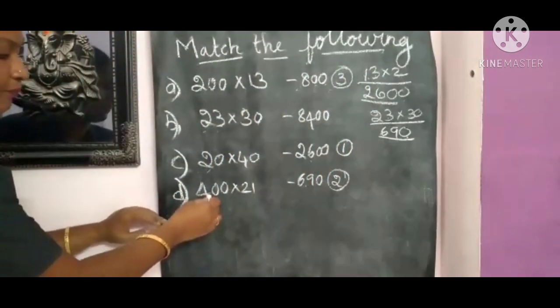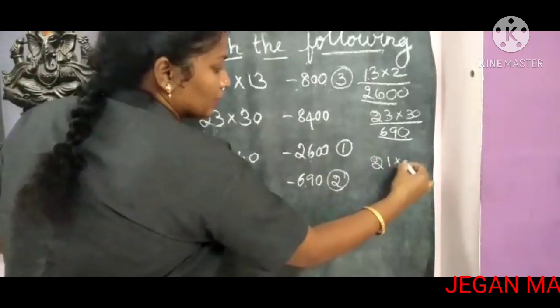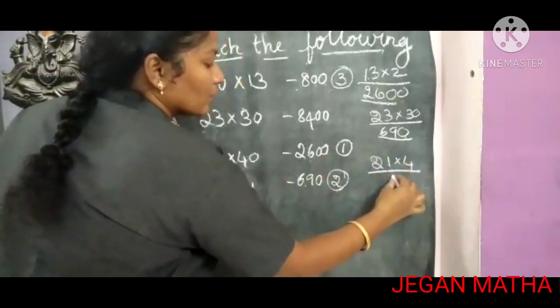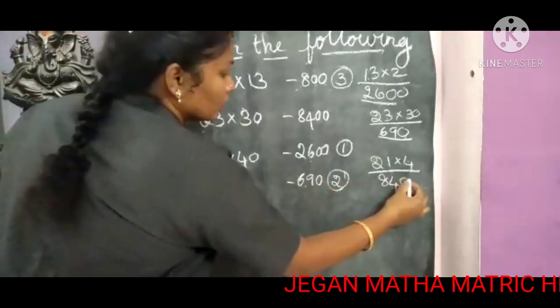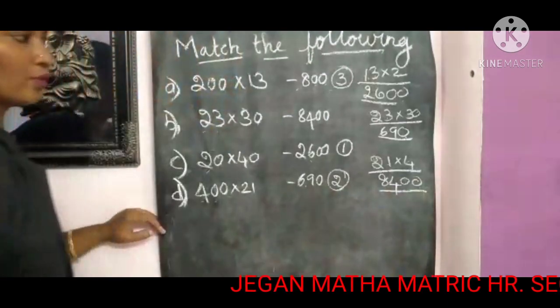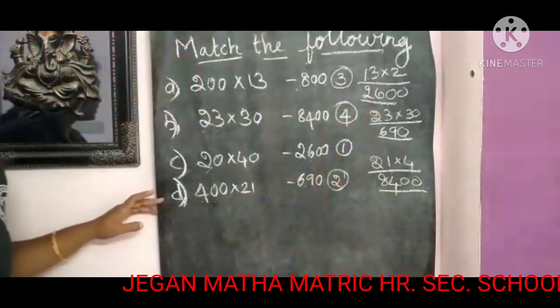Then fourth one, 400 multiplied with 21. 21 multiplied with 4: 1 four is 4, 4 twos are 8. But here there are 2 zeros, so 8400. Here is the answer. So fourth one. Clear children?